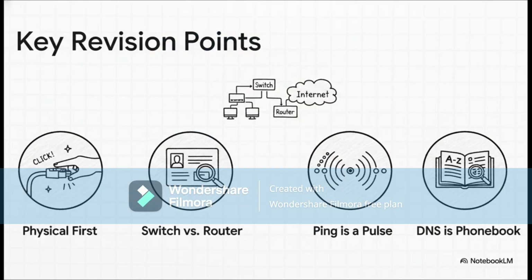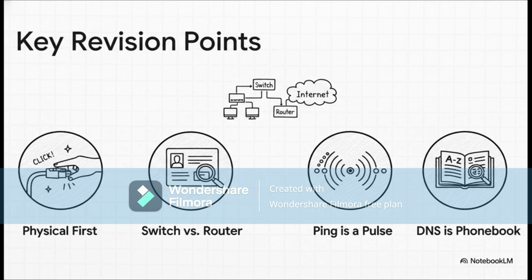All right, time for a lightning round recap for your revision. Ready? 1, physical first. Always check your cables. 2, a switch is local, a router is global. 3, ipconfig shows your IP address and your gateway, your exit. 4, ping is a pulse check to see if something is online. And 5, DNS is the internet's phone book that translates names to numbers.